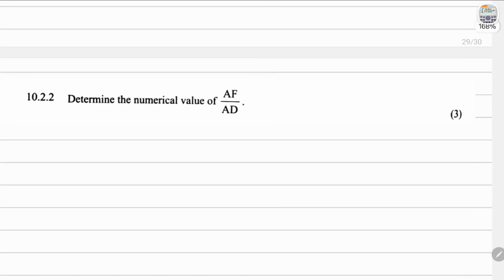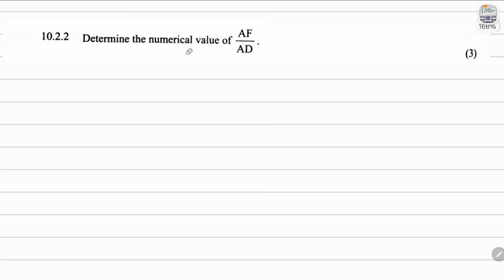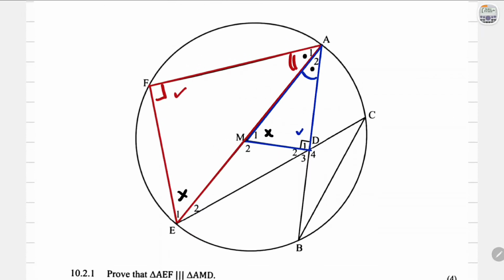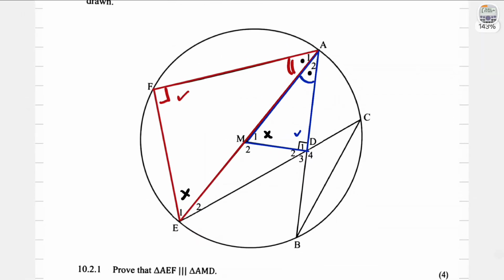The next question, 10.2.2, says, determine the numerical value of AF over AD. The numerical value of AF over AD. So let's just get rid of things we don't need. We don't really need these lines. We just need to know the angles that are equal to each other. So we know these two angles are now equal. This is equal to this.